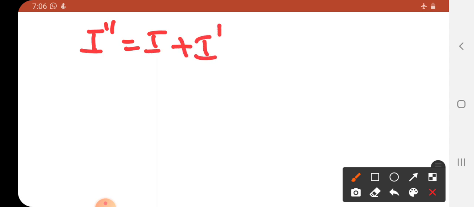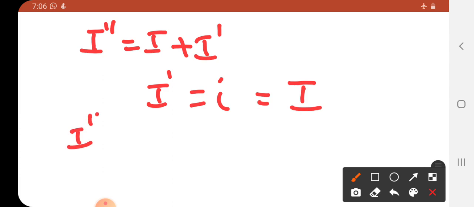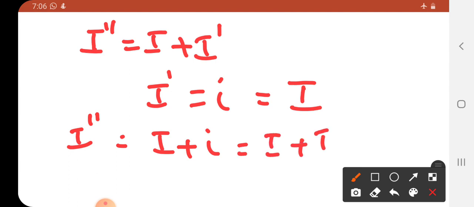I double dash is the refracted current, I is the incident current, and I dash is the reflected current. Here I dash is equal to small i, which is equal to capital I. That is, I double dash is equal to I plus small i, which is equal to I plus I, which is equal to 2I.